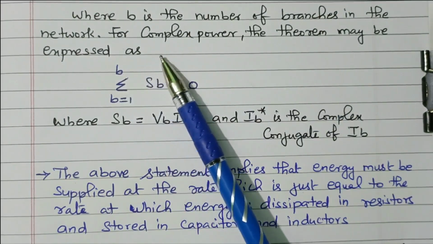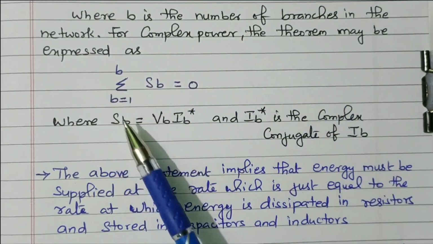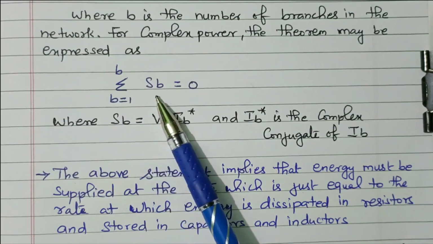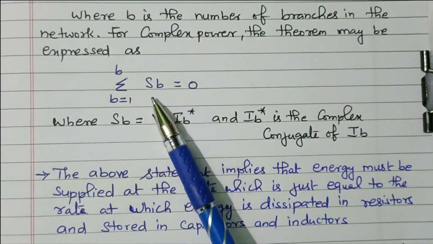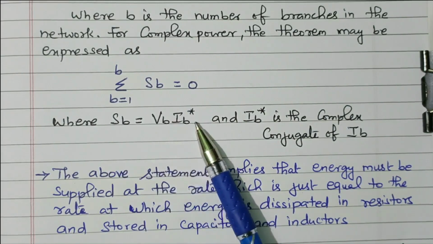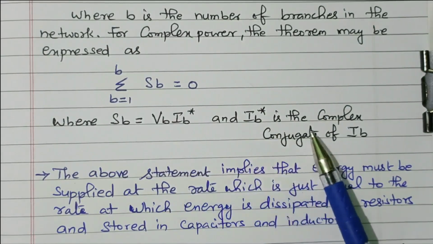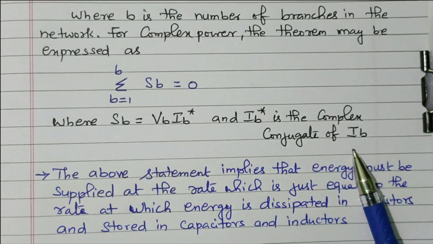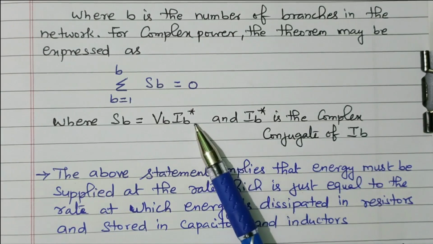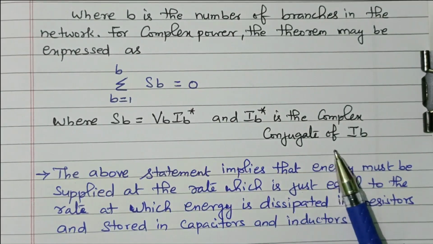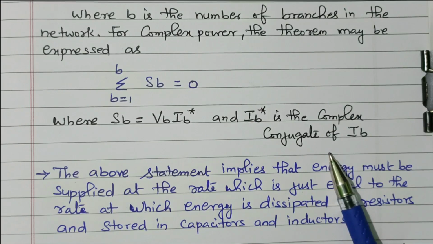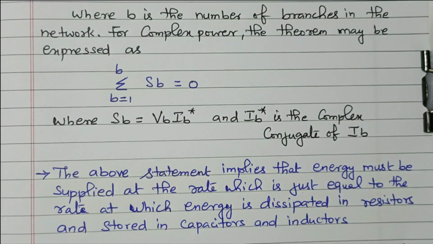For example, for complex power, the theorem may be expressed as the sum from b equal to 1 to B of S_b equal to 0. What is that? S_b is nothing but V_b into I_b star, where I_b star is the complex conjugate of I_b. A complex number automatically has a real term and an imaginary term, so the star refers to the complex conjugate of I_b. So in any network, the sum of the instantaneous power or complex power is equal to 0. This b equal to 1 to B means n number of branches.